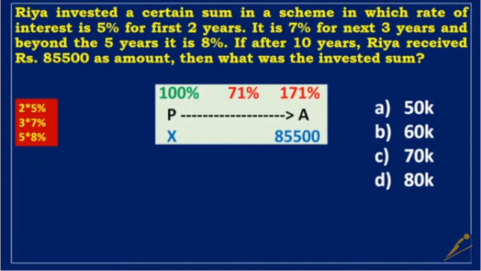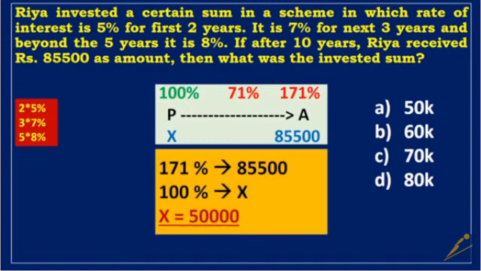Based on the information given, we can set up 2 equations. If 171% equals 85,500, then 100% equals x. We can solve for x by cross-multiplying. Then the invested sum is 50,000 rupees.